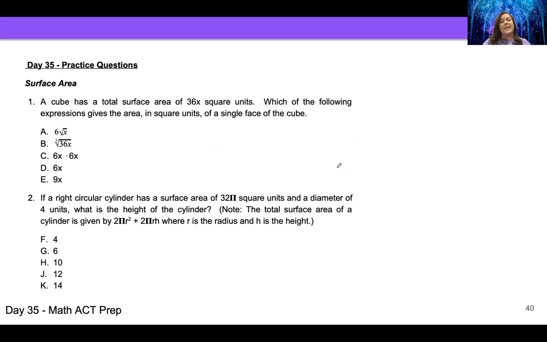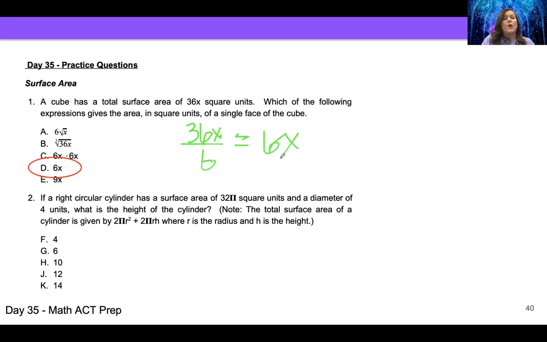Okay, welcome back. Let's look at what we've got here. So again, we have a cube. So I think of a Rubik's Cube, and it has a total surface area of 36x squared units. Which of the following expressions gives the area in square units of a single face? So all I'm wanting to know is the area of this face, like this yellow one. If the total surface area is 36x, there's 6 faces, so we need to divide by 6. That means that one face is going to have an area of 6x.